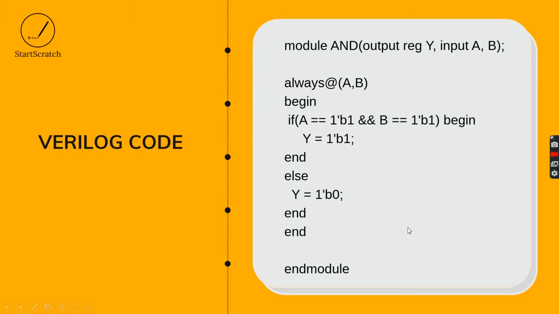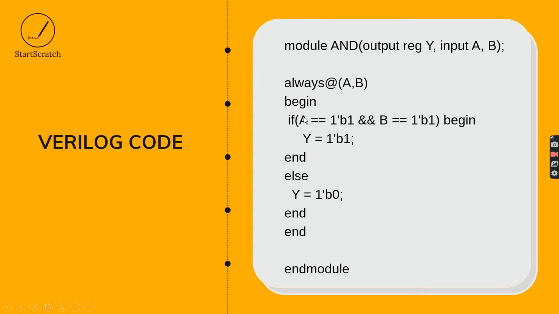Now let's move to the Verilog code. Here I declared the module name as AND and the output as register y, because y is used in the always block, so it should be declared in the form of reg. So here I declared output reg y and inputs a comma b, and I declared a comma b in the sensitivity list of the always block, because they are the game changers here. If any one of a or b changes, the output will change. So I declared them in the sensitivity list.